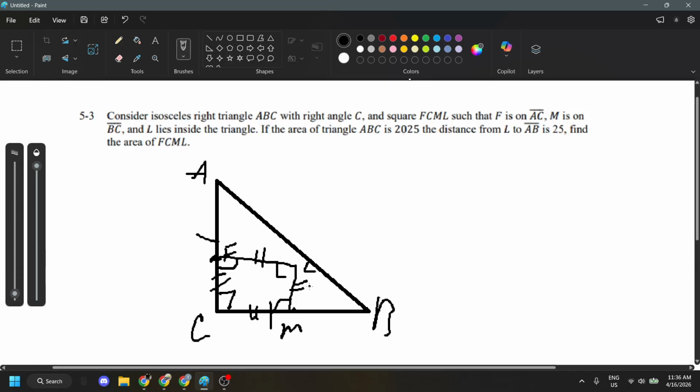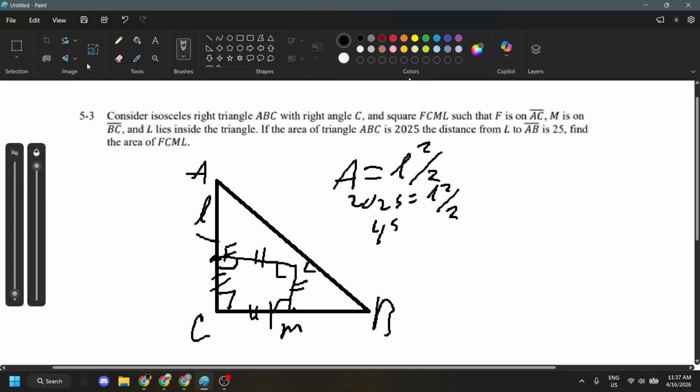Okay. If the area of the triangle ABC is 2025 and the distance from L to AB is 25, find the area of FCML. Okay. First, let's find information about the isosceles right triangle given the area. So we know the area of the triangle, let's call this side L, is going to be L squared over 2. So 2025 is equal to 45 squared, and 45 squared is equal to L squared over 2.